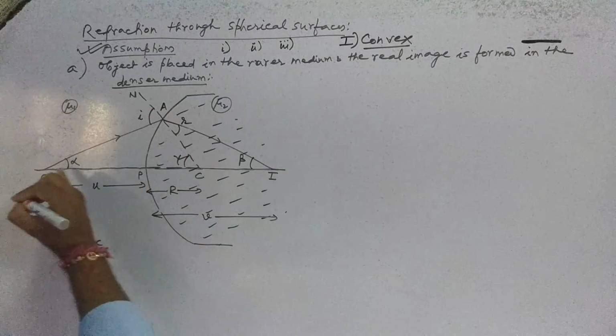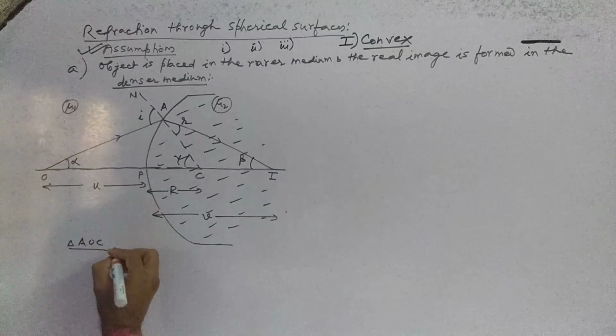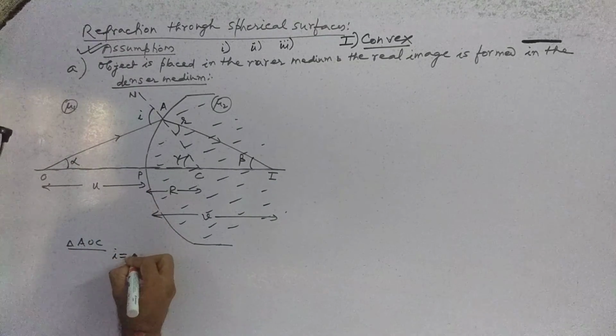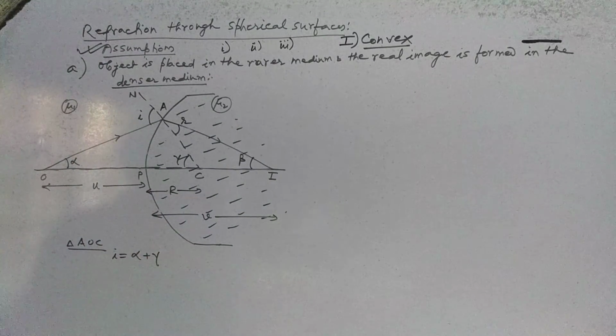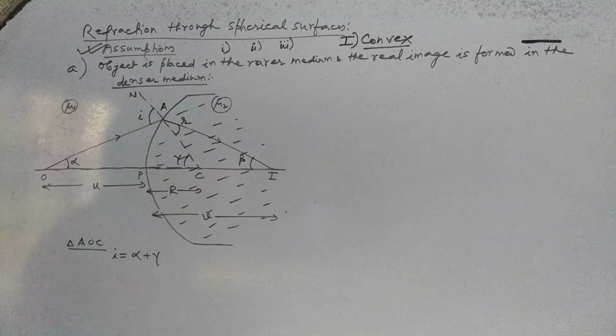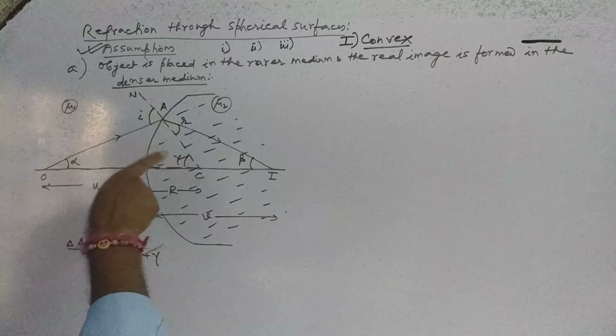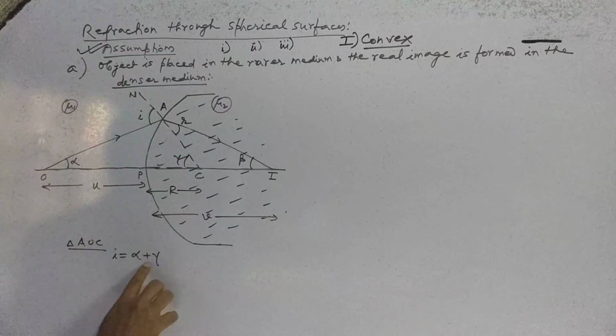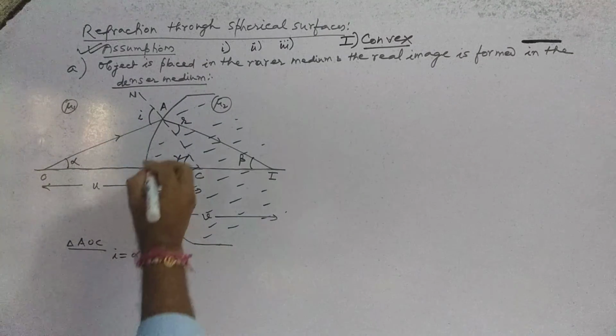Let us take the triangle AOC. The exterior angle i is equal to alpha plus gamma. These are the two interior angles, and the exterior angle i is equal to alpha plus gamma.